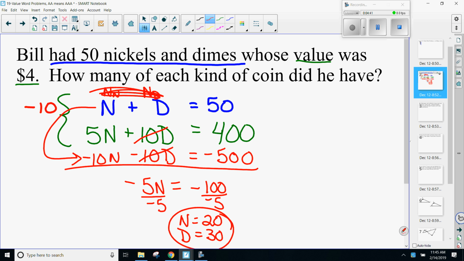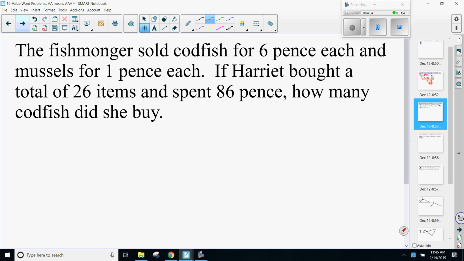You could guess and check if you really wanted to. You could figure out if I had equal amounts of both, something like that. But it can be an elimination substitution problem. This one.